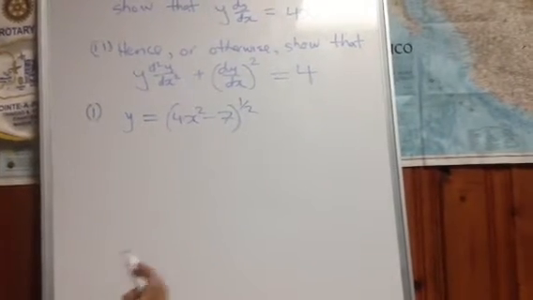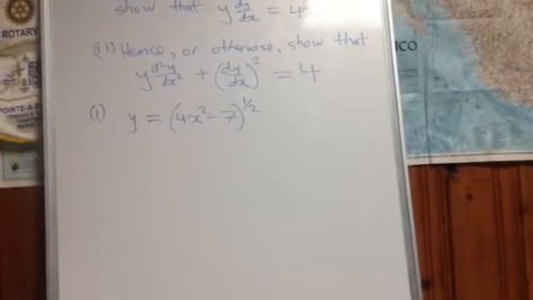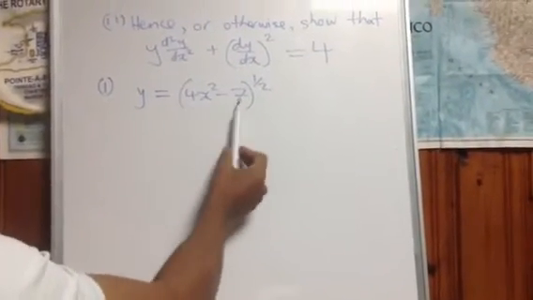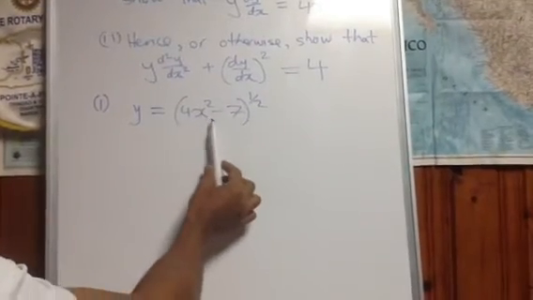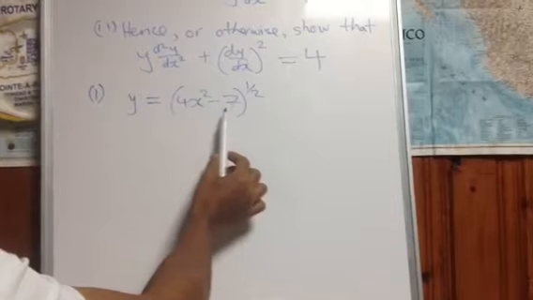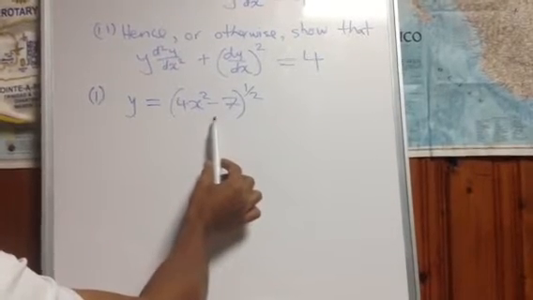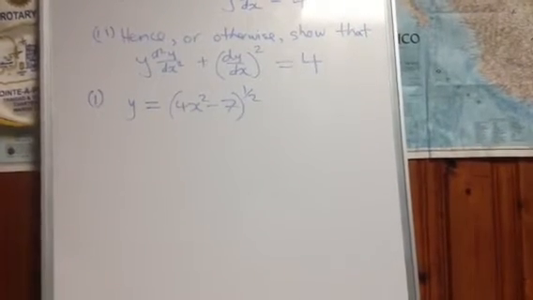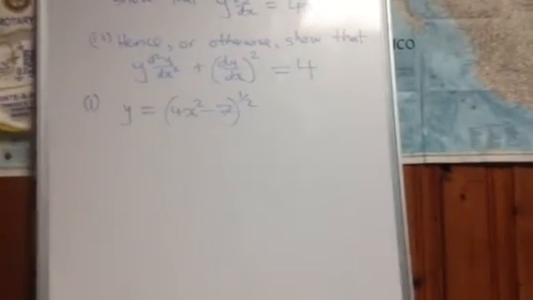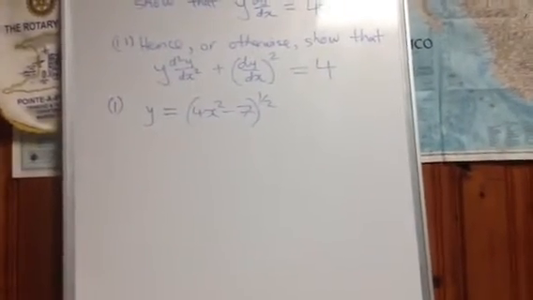Now this is a nested function, or what's commonly called a composite function. We have a function here, a quadratic function, nested inside of an index function. So 4x squared minus 7 is one function, and when we raise it to a power, that is another function. To differentiate composite functions, we use the chain rule.